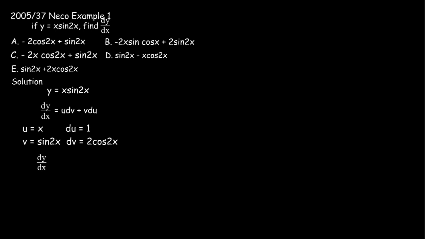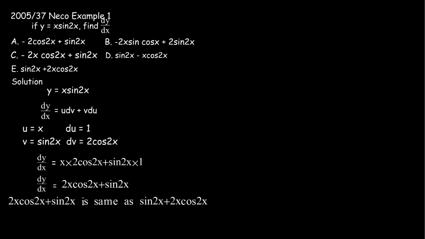Substituting them, dy/dx will be equal to x, which is u, times 2 cos 2x, which is dv/dx, plus sin 2x, which is v, times 1, which is du/dx. Multiplying out, dy/dx will be equal to 2x cos 2x plus sin 2x. 2x cos 2x plus sin 2x is the same as sin 2x plus 2x cos 2x, and our correct option is E.